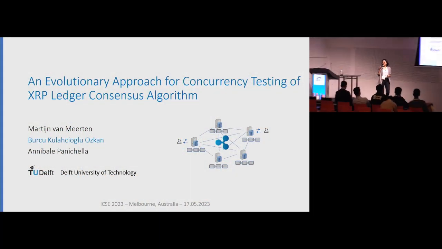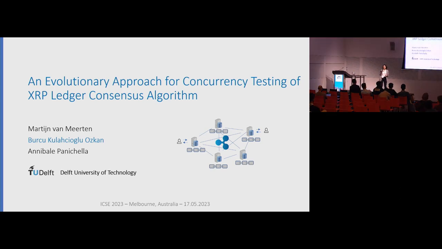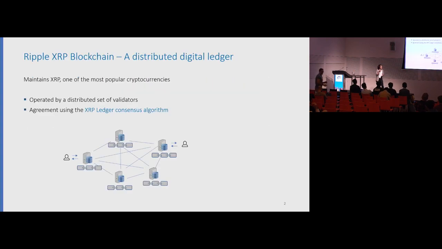Hi everyone, I'm Burcu. I'll be presenting our case study on Ripple's XRP ledger consensus algorithm for an evolutionary approach for concurrency testing. This is a joint work with Anibale, who is also here, and our master's student Martijn.